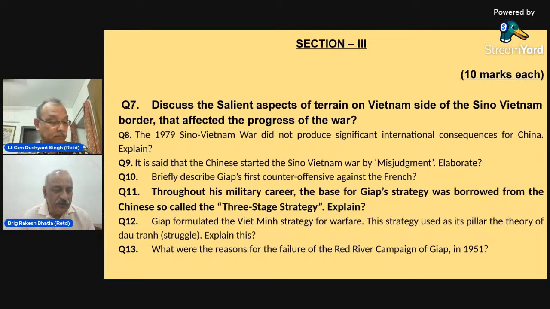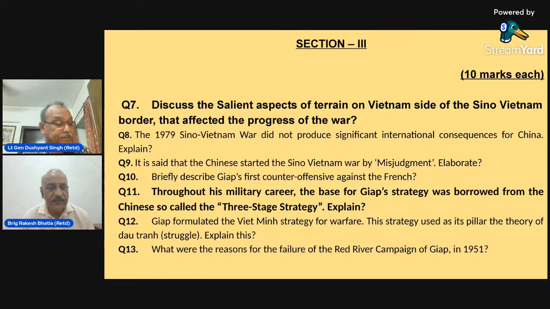In fact, there are two views to that. Though it is only 10 marks, if a similar question is for 30 or maybe 100 marks, then you need to give in detail what some military historians say: that no, China did achieve strategically what they wanted to achieve, though the criticism could be that the casualties were much more than what they achieved. Next question could be: Chinese started the Sino-Vietnam War by misjudgment. Was there a misjudgment? Elaborate on that.